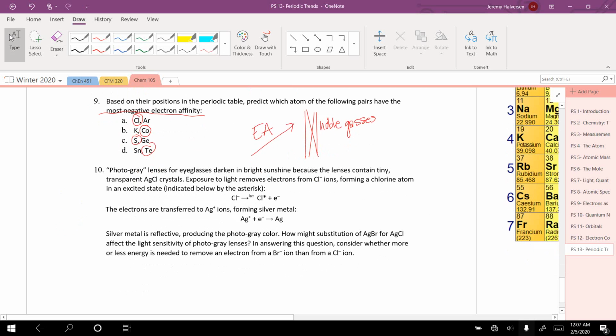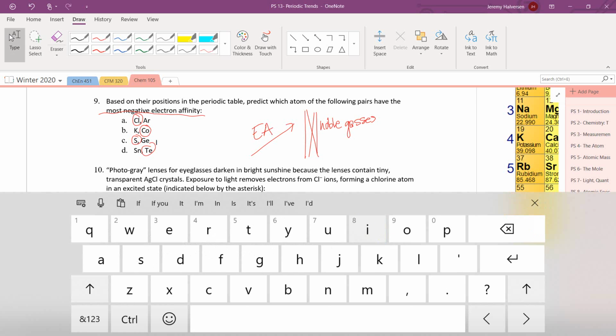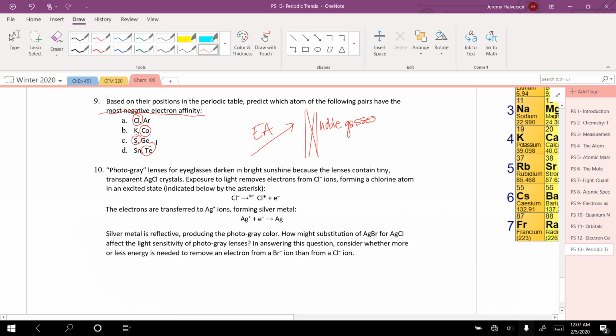Photogray lenses for eyeglasses darken in bright sunshine because the lenses contain tiny, transparent silver chloride crystals. Exposure to light removes electrons from the Cl- ions, forming a chlorine atom in an excited state. Electrons are transferred to the Ag+ ions, forming silver metal. Silver metal is reflective, producing the photogray color. How might substitution of AgBr for AgCl affect the light sensitivity of photogray lenses?